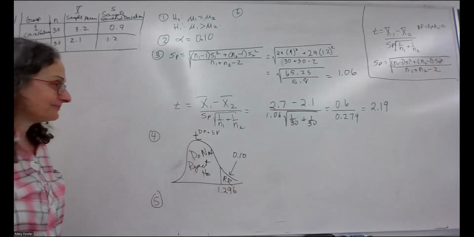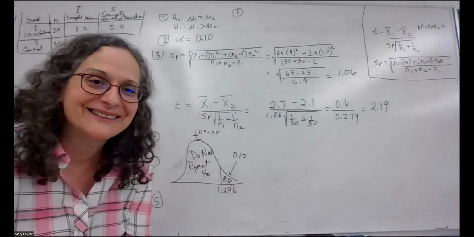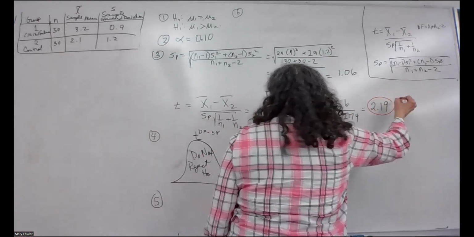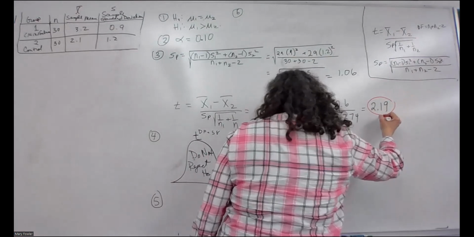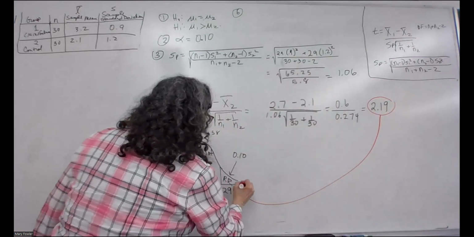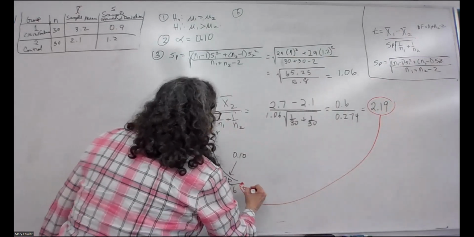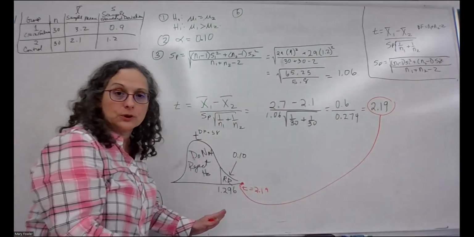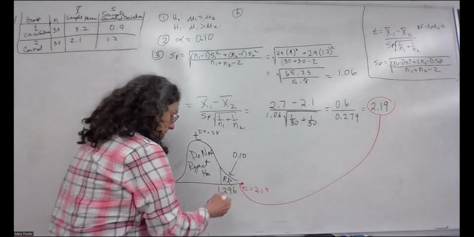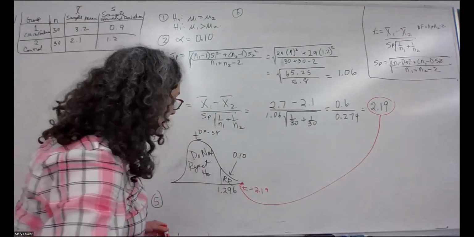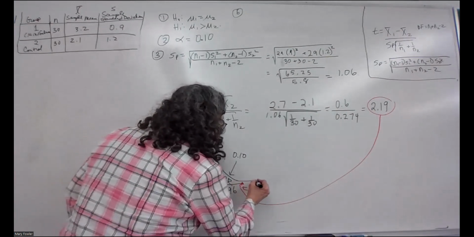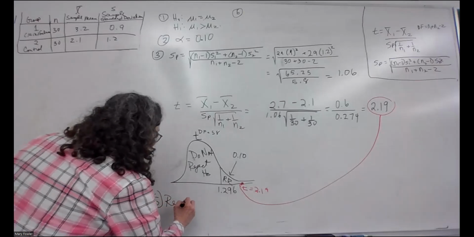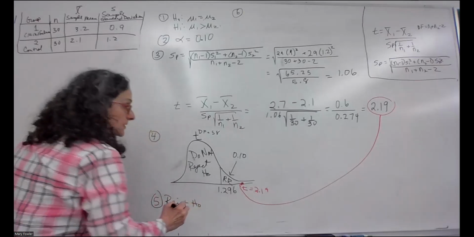All right. Now my favorite part, you get to make a decision. So you take your test statistic from step 3. You're going to graph it on the graph over here. T is equal to 2.19. 2.19 is greater than the 1.296. So that means that the test statistic is in the rejection region. So the decision is to reject the null hypothesis.